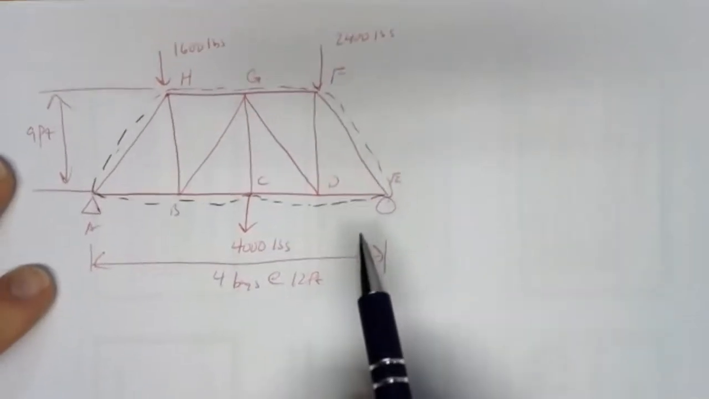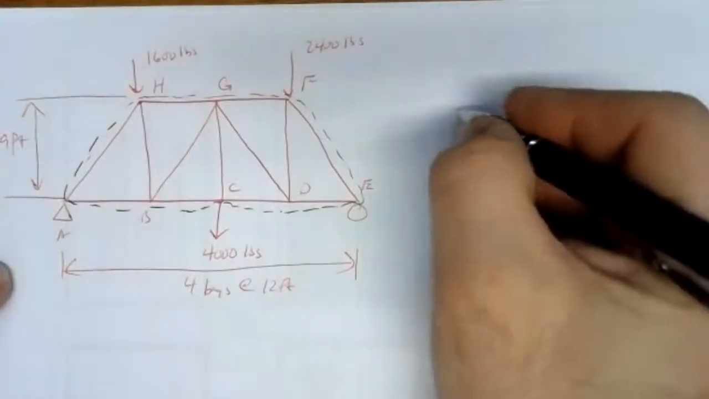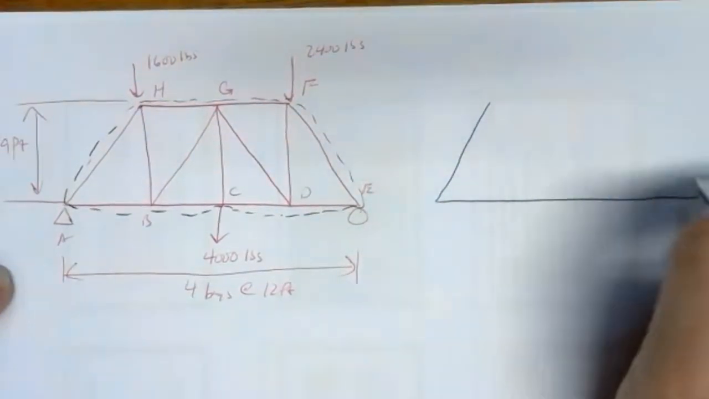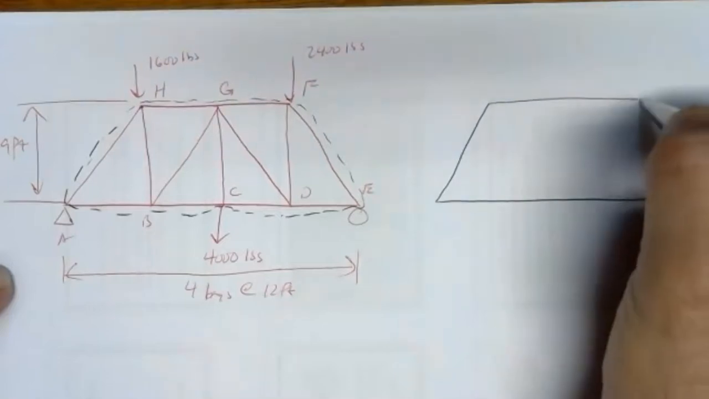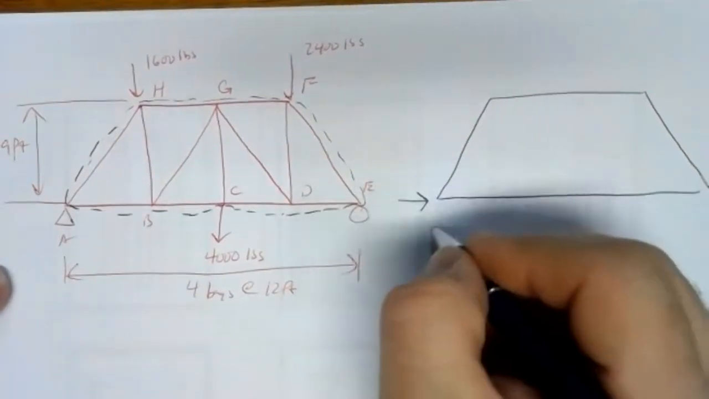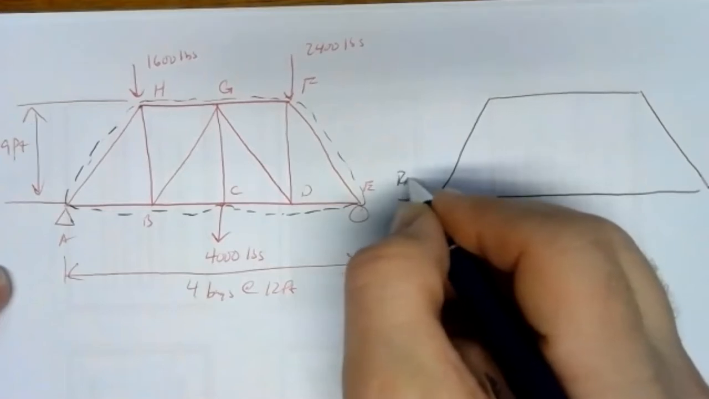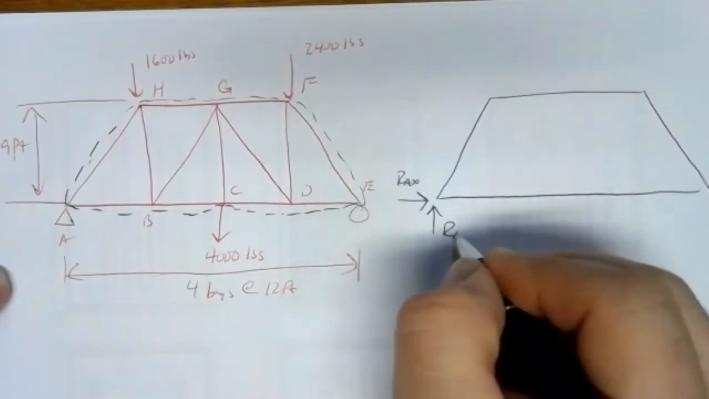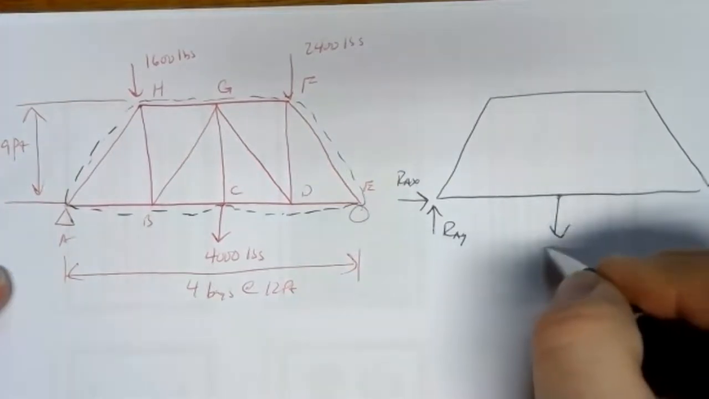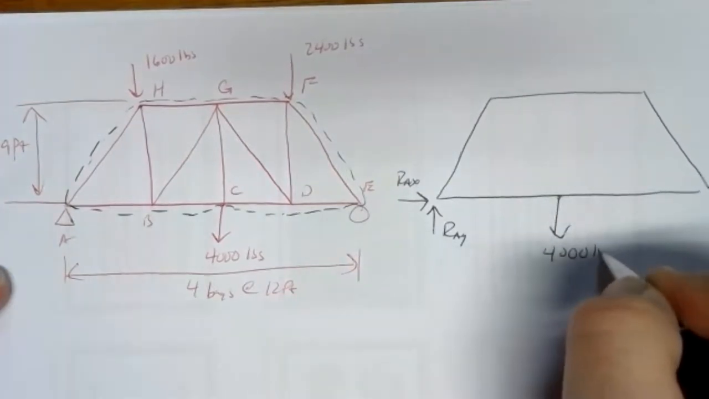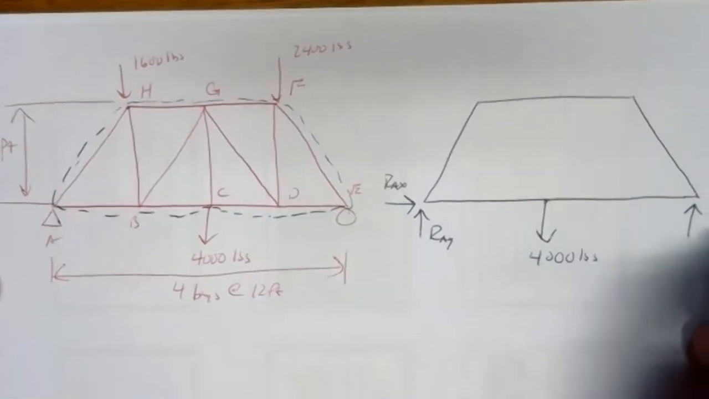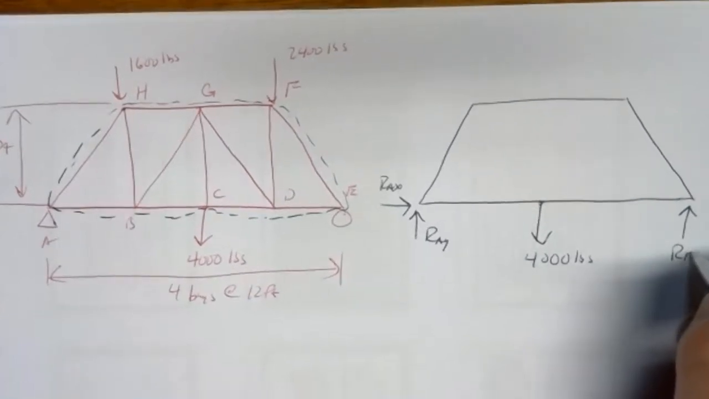So if we draw the free body diagram, it's going to look pretty similar to what we've already got here, except I'm not going to draw any of the internal detail. I've got a pinned support at A, so I'll have RAX and RAY. I've got this 4,000 pounds right at the center. I've got at E, REY.